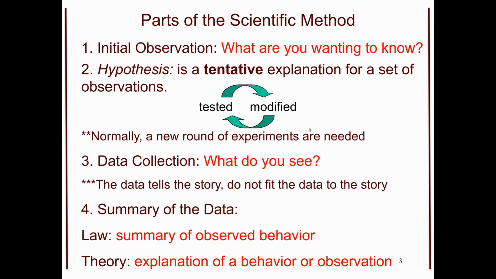So the initial observation is, what is my original problem? The data collection is, what did I gain from my experiments? The nice part about it is that you can always go and do a new round of experiments. In the lab, we typically ask you to do certain experiments 2 to 3 times just to see if it's repeatable with precision and accuracy.